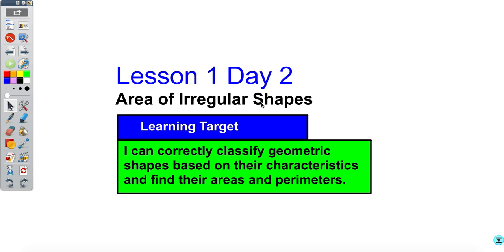Irregular shapes are ones that we cannot classify like we did yesterday when we classified them as triangles, parallelograms, squares, rectangles, rhombuses, trapezoids. Instead, these shapes are going to be a combination of all of them. Our learning target is I can correctly classify geometric shapes based on their characteristics and find areas and perimeters. And so what we are going to be doing is we are going to be breaking down our irregular shapes into the geometric shapes that we talked about yesterday and finding the area of the individual shapes and then adding all those areas together.